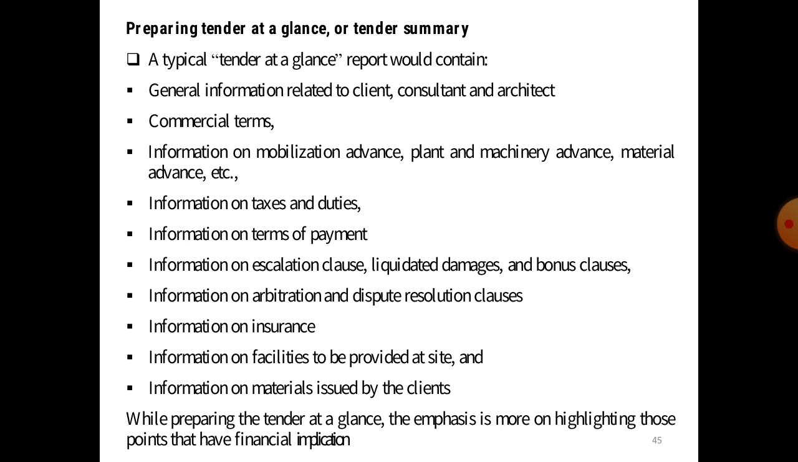Next point is to prepare a tender at a glance, or a tender summary. Here are some of the points to keep in mind while preparing a tender summary. A typical tender summary report would contain the general information related to the client, consultant and architect. Second is the commercial terms and conditions. Third is information on mobilization advance, plant and machinery advance, and material advance.